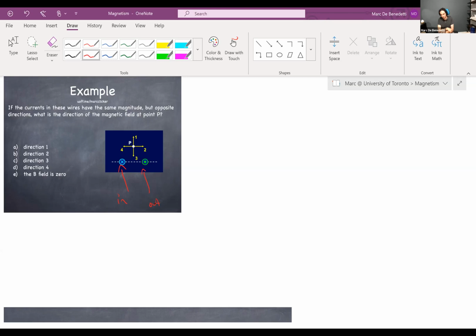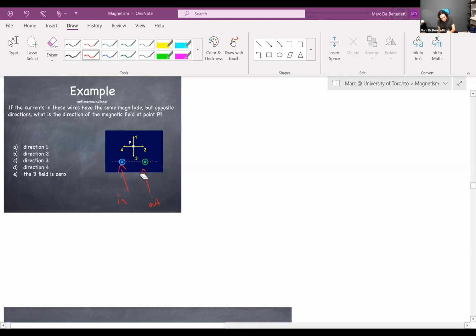Okay, well, for the interest of time, I think we're going to end the poll. So it's interesting. Let me share the results. So here we are. We have 50% is the Democratic winner for E. The B field is 0 at point P. However, a very close runner-up with 43% of the vote is C. C being direction 3, which is straight downwards.